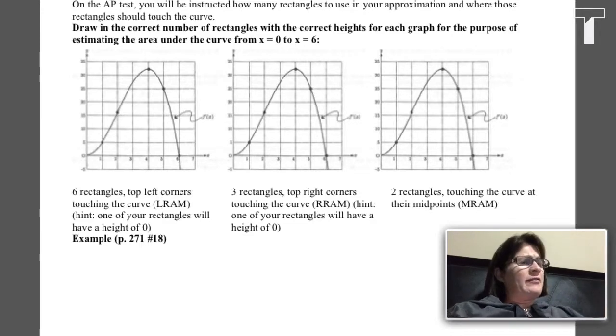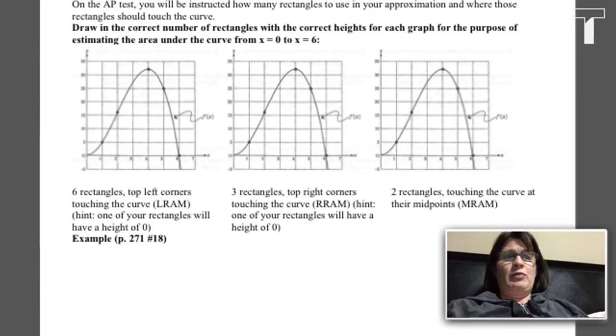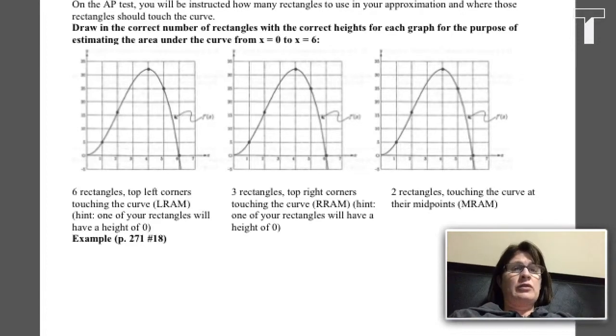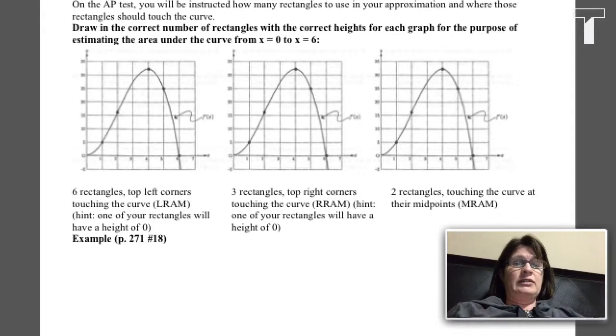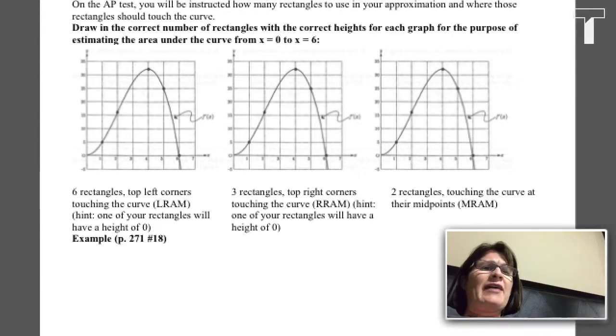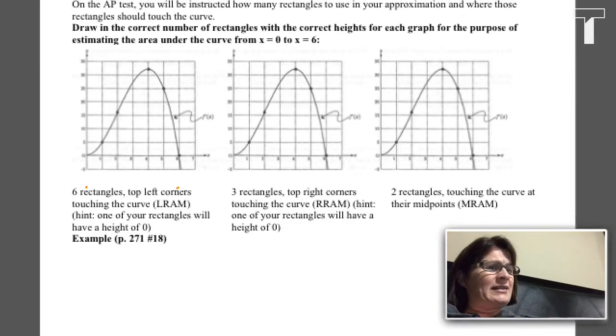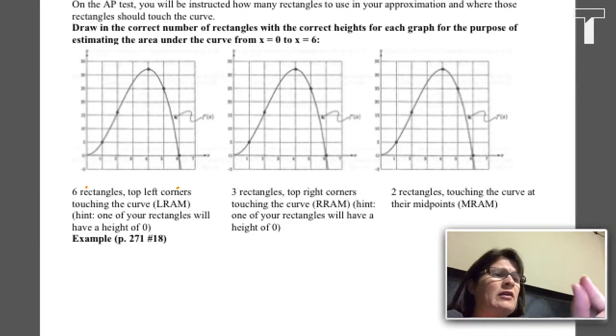Just to clarify, on the AP test, they'll make it very clear exactly how many rectangles you should use and exactly which kind of approximation, left, right, or middle, that they want you to use. So here, our job is just to draw in the rectangles in this example. The first one, we've been asked to put in 6 rectangles whose left corners touch the curve. Well, here's the curve. This goes from 0 to 6. So if I'm going to have 6 rectangles, I'm going to have each one cover an x distance of 1.